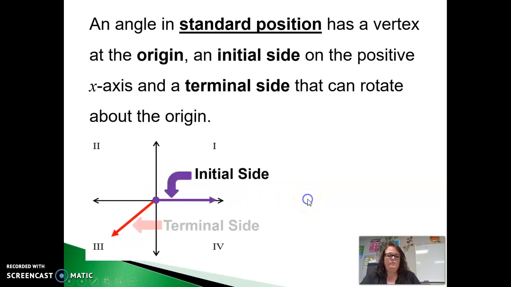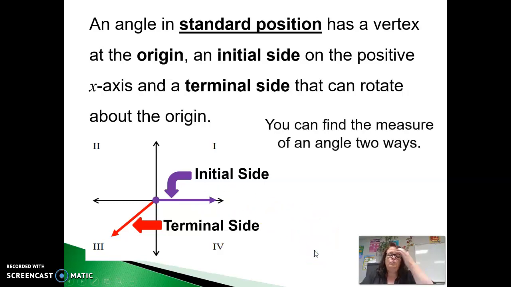And then the terminal side, so think about this, initiating something is starting it and terminating something is ending it, which is why they call the movie The Terminator, because he's ending the lives of people. Okay, so this red one can swing around wherever it wants to as long as it has an endpoint on the origin, but this purple one is going to stay on that positive x-axis. And once that happens, we can call that standard position.